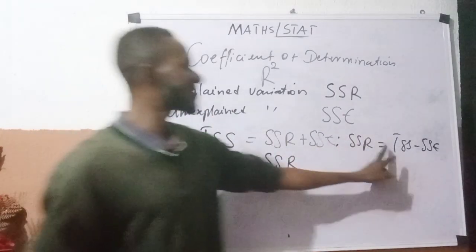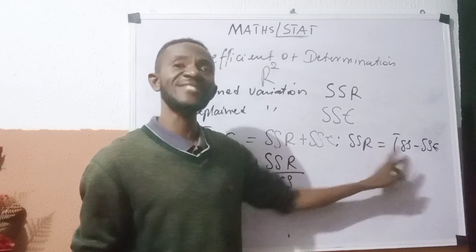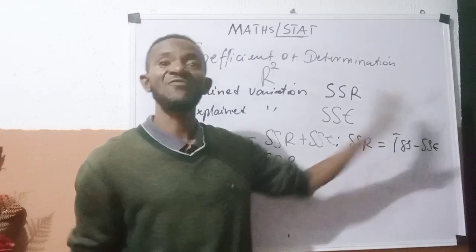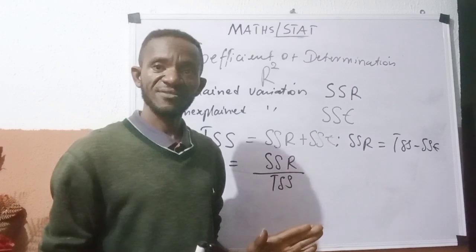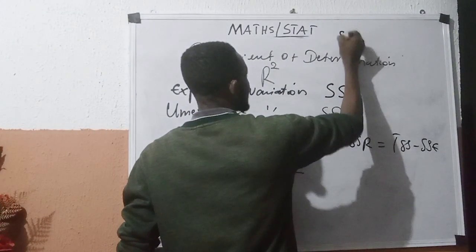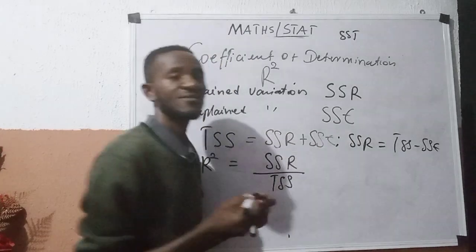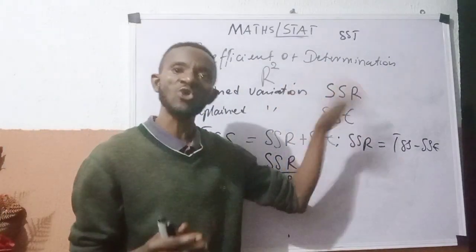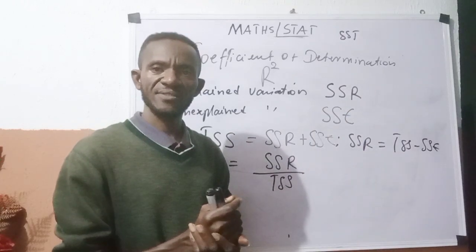Of course, when we write TSS, some people say SST, the sum of squared total. So do not be confused when you see people write SST, talking about the sum of squared total. It can equally be said as total sum of squares.